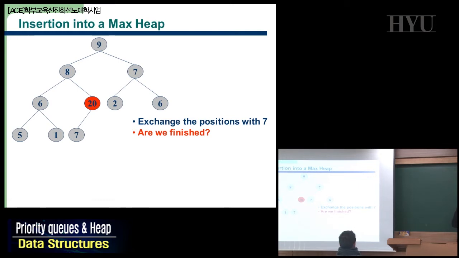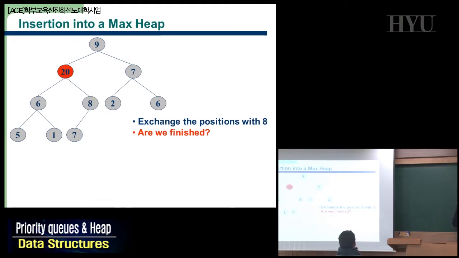I'm also comparing again for the next level. My new parent is 8, and 20 is bigger, so I need to switch again. It makes sense, right? You're doing it in a recursive way. Okay, I'm now in my new position, and my new parent, which is also the root, is 9. 20 compared to 9, obviously, another switching operation.